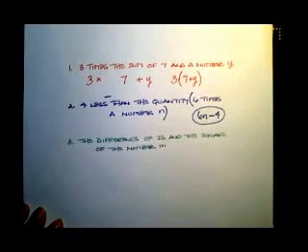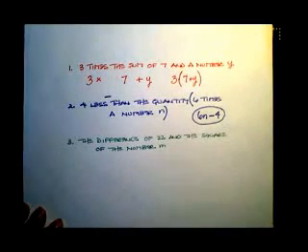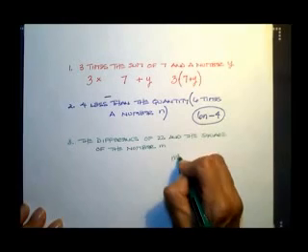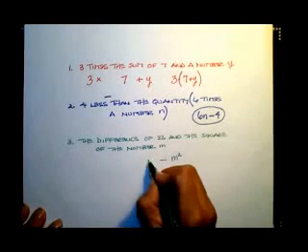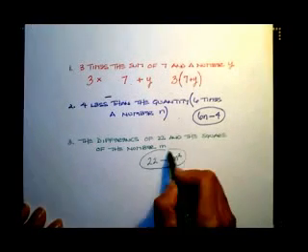And then number 3 says the difference of 22 and the square of the number m. The square of the number m is written like that. And if we're talking about difference, we're talking subtraction. The difference of 22 and the square of the number m.